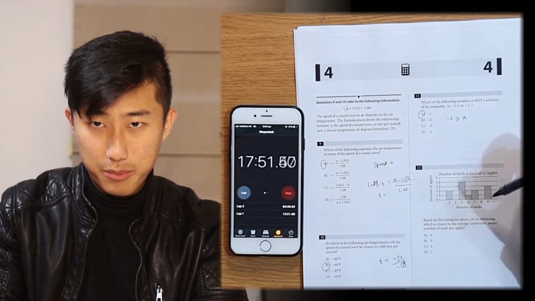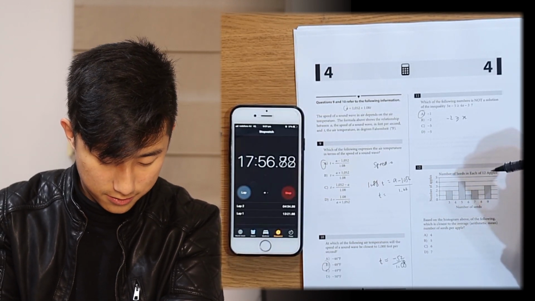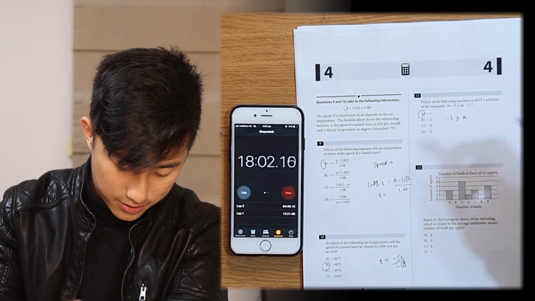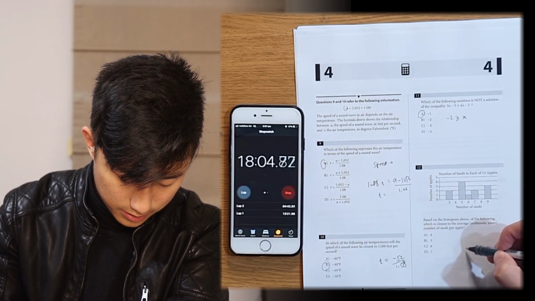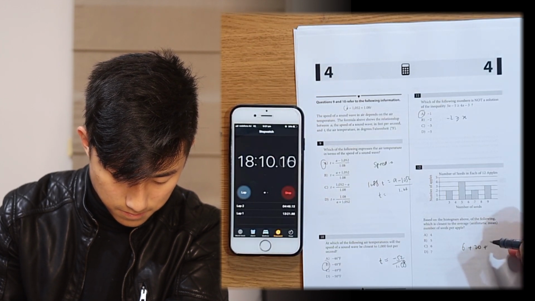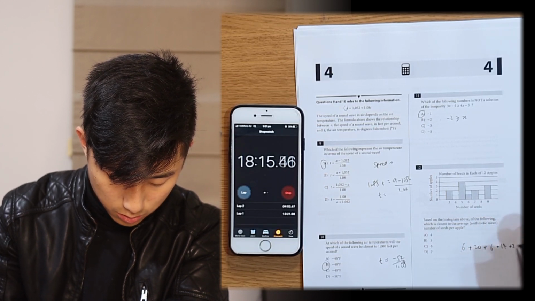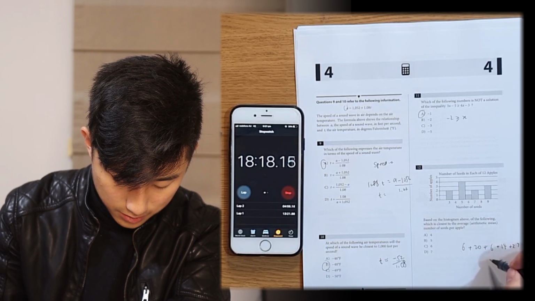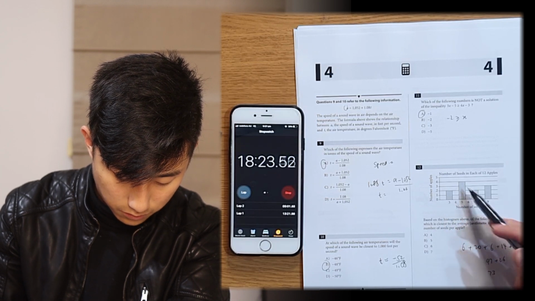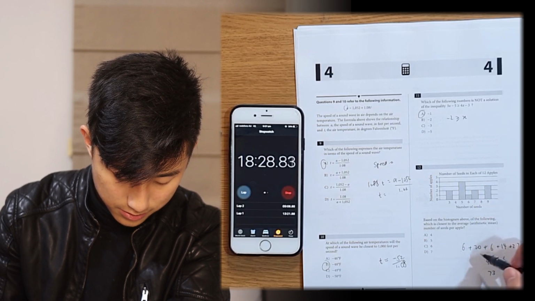Based on the histogram above, which of the following is the closest to the average? Okay, number of seeds per apple. Okay, so the average is 3 times 2, 6, plus 5 times 4, 20, plus 6, plus 14, plus 27, which is 47 plus 26, which is 73. And there are 2, 4, 6, 7, 8, 9, 10. So 7.